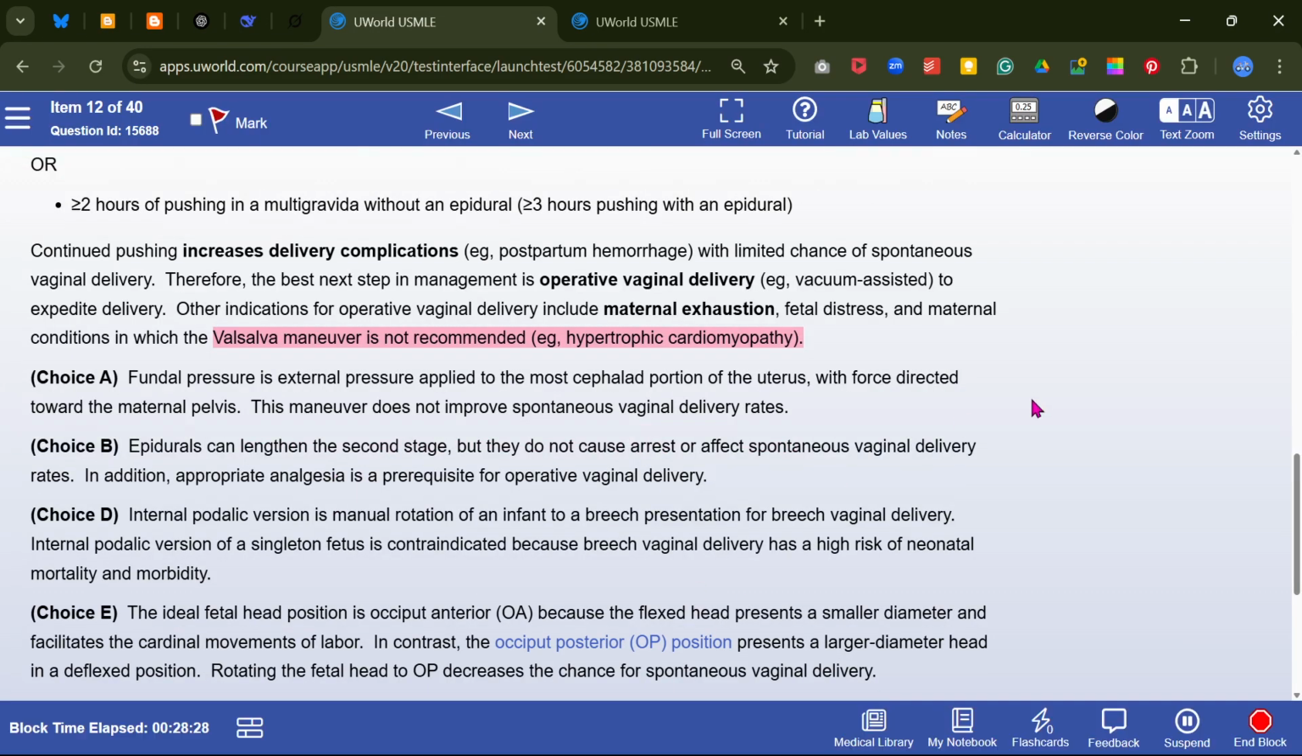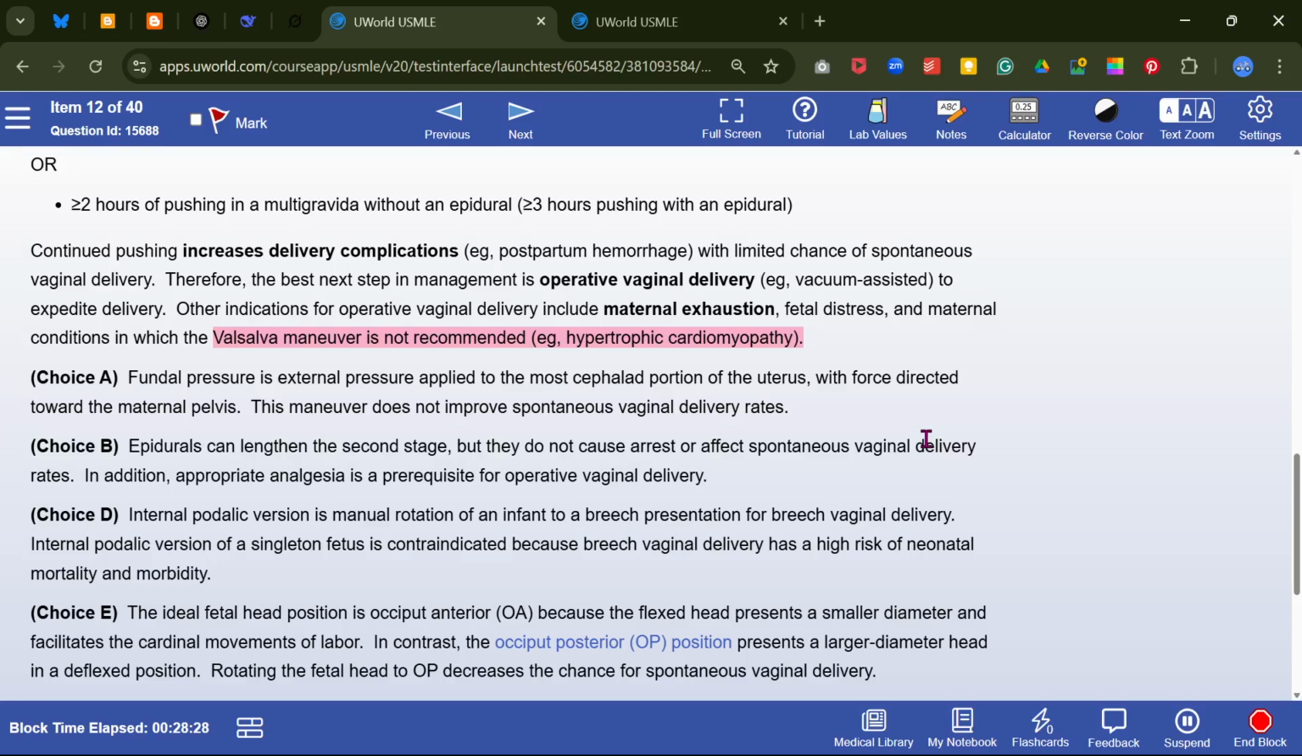Internal podalic version is a manual rotation of an infant to a breech presentation for breech vaginal delivery. Internal podalic version of a singleton fetus is contraindicated because breech vaginal delivery has a high risk of neonatal mortality and morbidity.